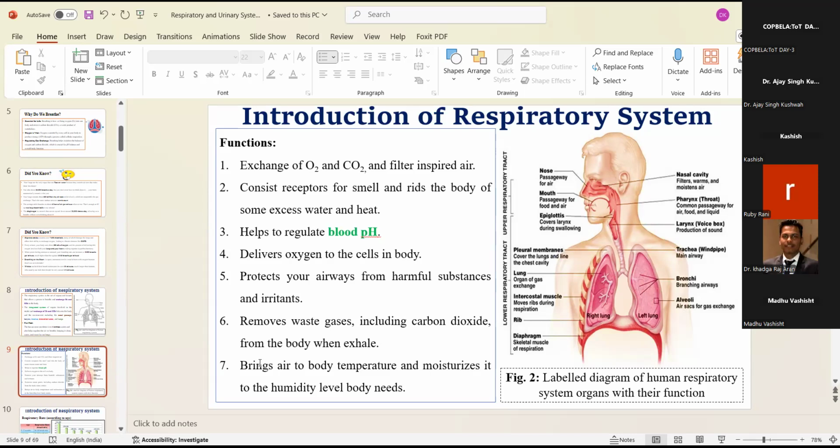Next, functions of the respiratory system. It protects our body from harmful substances or irritants that may be present in the air. It also removes waste gases, including carbon dioxide, from the body.